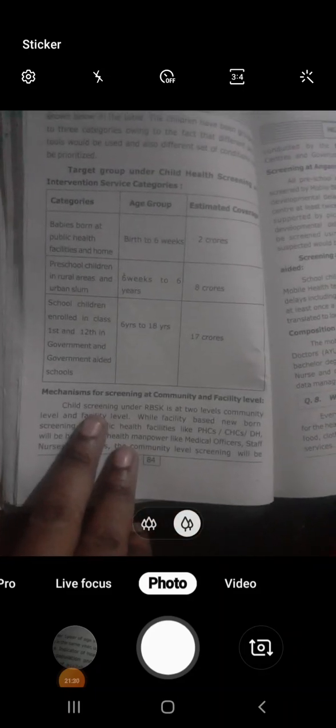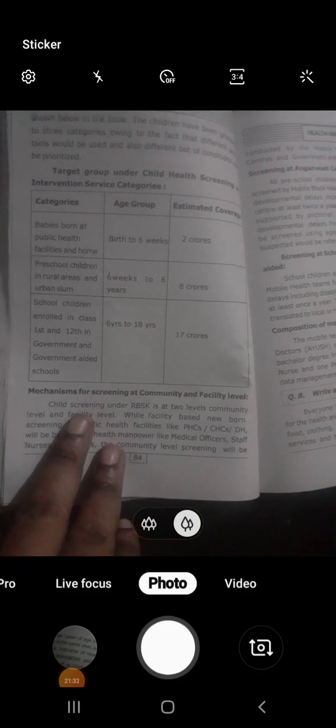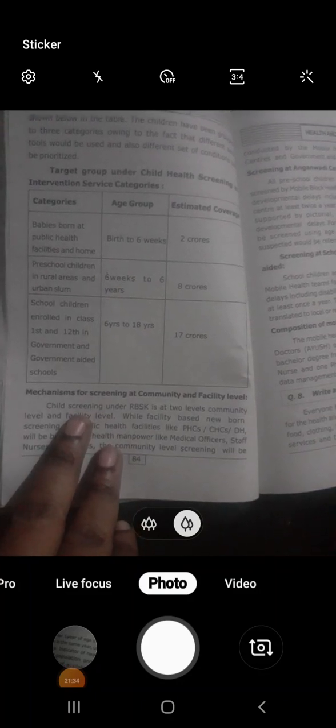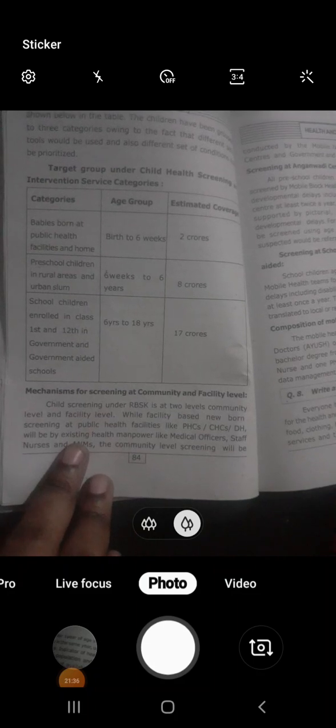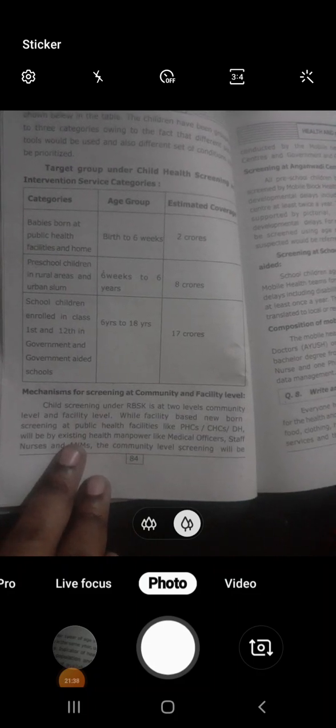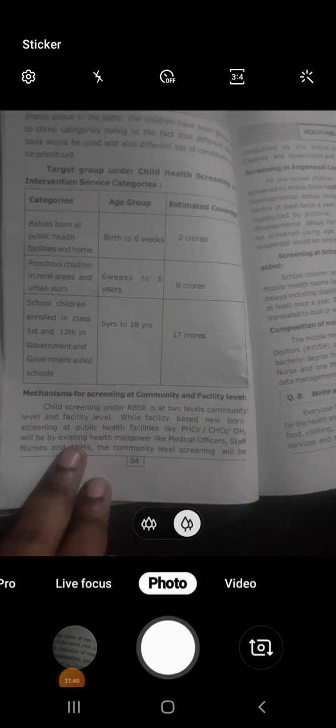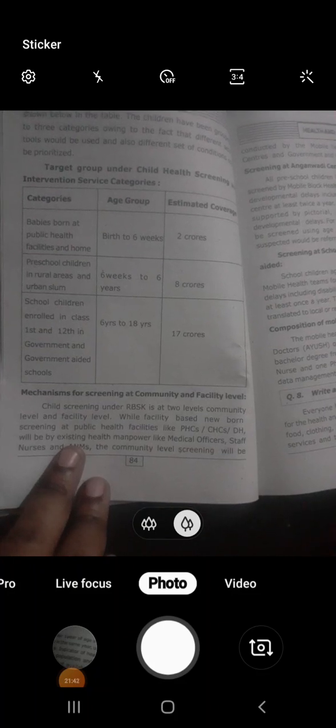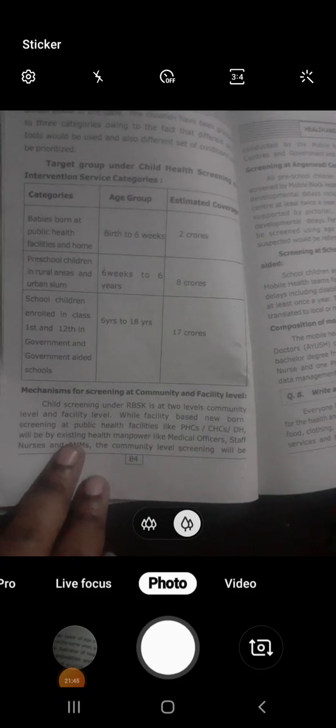Okay, so these are the categories. If you have seen, we are going to have babies born at public health facilities, age group up to 6 weeks, estimated coverage 2 crores. Preschool children in rural areas will be 6 weeks to 6 years, 8 crores. School children enrolled in classes 1st to 12th in government and government-aided schools, 6 years to 18 years, 17 crores we are having. Okay, so what is the mechanism of this screening here?